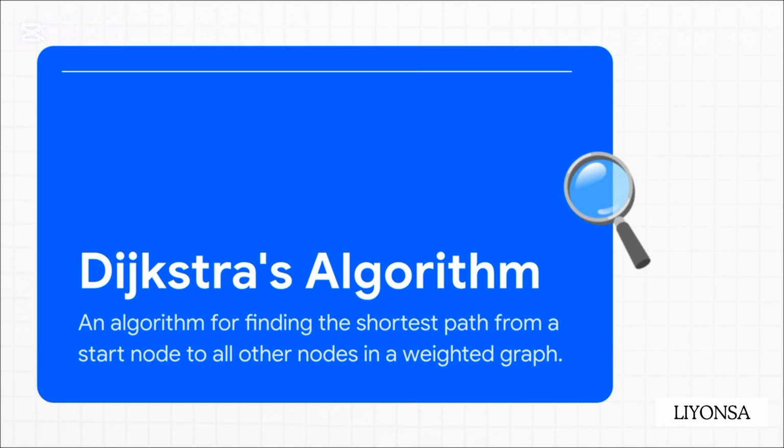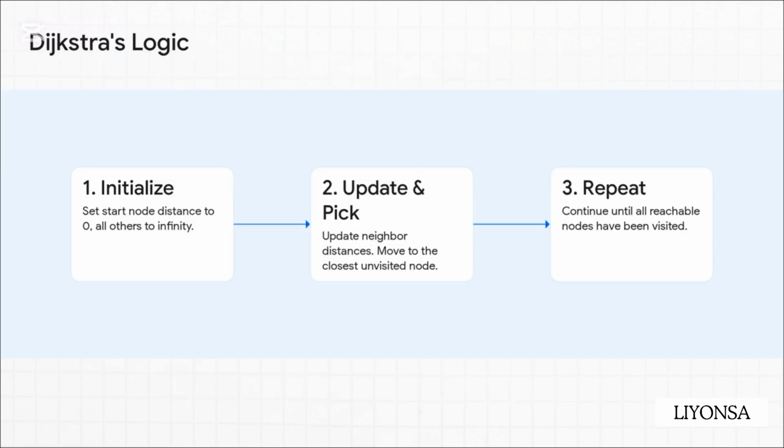It's named after the computer scientist who came up with it way back in 1956. And the pure genius of it is that it doesn't just find one path. It systematically and super efficiently finds the shortest path from where you start to every other single point in the network. The logic behind it is surprisingly simple and elegant.